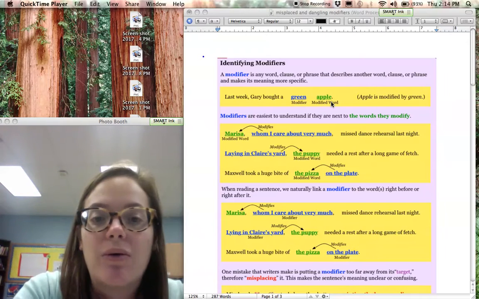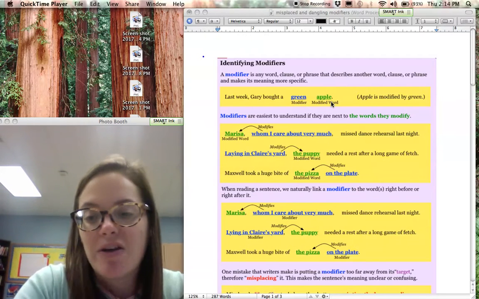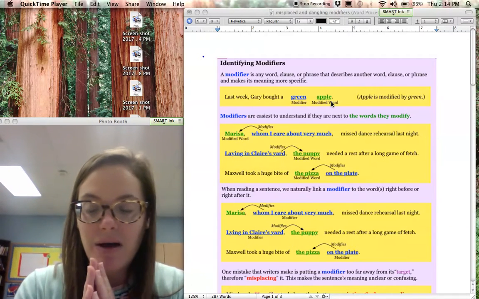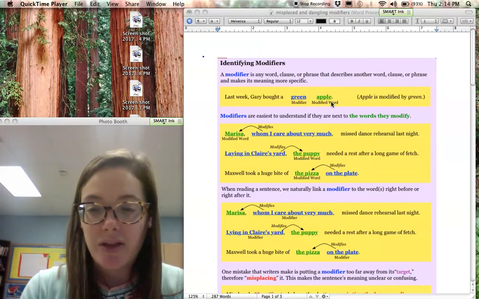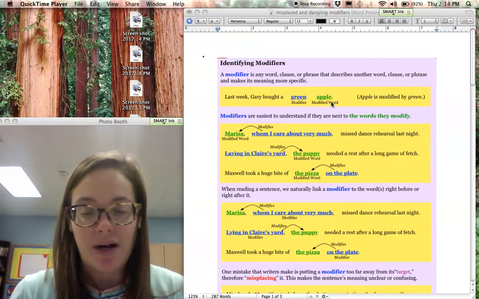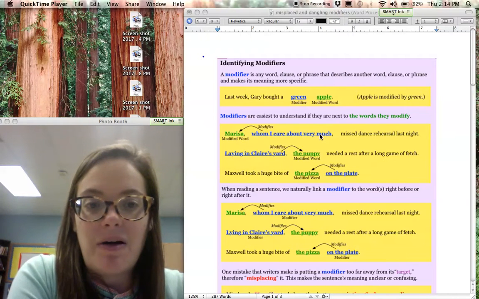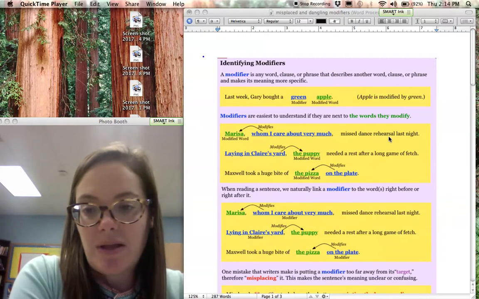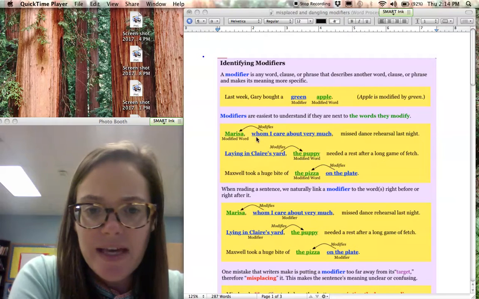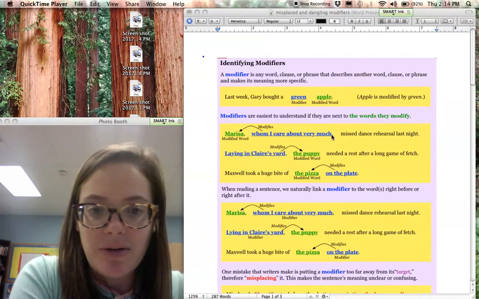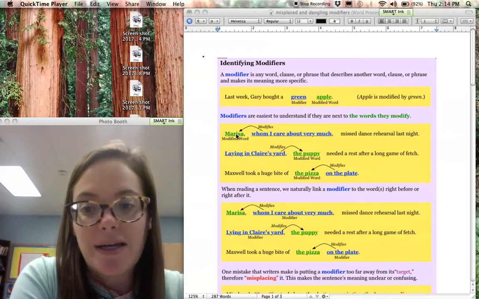Now in English, we put modifiers as close to the thing they're modifying as possible, because otherwise it's a little confusing. We can't really figure out what's going on. So some examples: Marissa, whom I care about very much, missed dance rehearsal last night. This clause in the middle, whom I care about very much, is modifying Marissa. And notice how they're right next to each other.